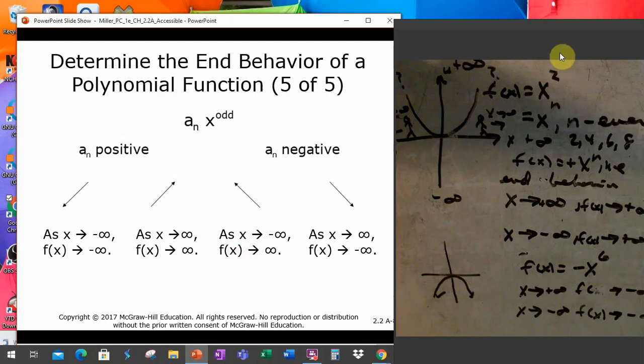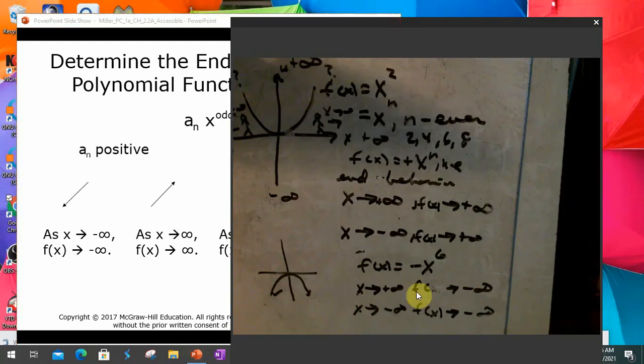okay. So now let's look at the odds. So this is the basic one we've got going, for n odd, a sub n positive, right, positive here. As we go out here, x goes to plus infinity, f of x goes to positive infinity. X goes to negative infinity, f of x goes to negative infinity. Okay, and if this is negative, all of this is just flipped. So this is the only one you have to remember, and just know that it flips. And now as x goes to plus infinity, f of x goes to negative infinity, and as x goes to negative infinity, f of x goes to positive infinity. It's looking down.